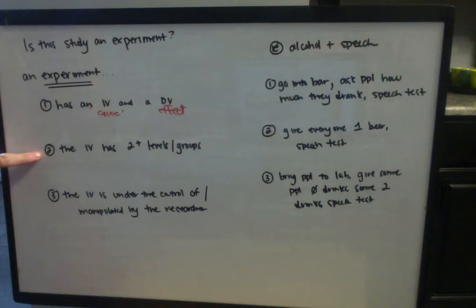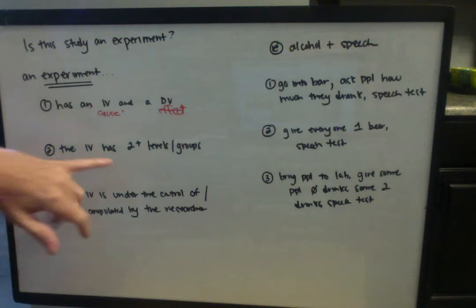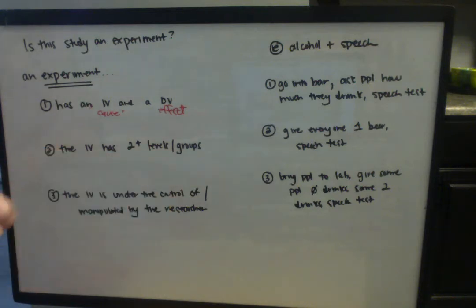Moving down to the second criteria: does the independent variable have two or more levels or groups? So are we comparing two different types of treatment, for example? Maybe we're comparing an experimental treatment to a placebo, or we're comparing males to females. All right, so that's two or more levels. If it meets this criteria, then it might be an experiment.